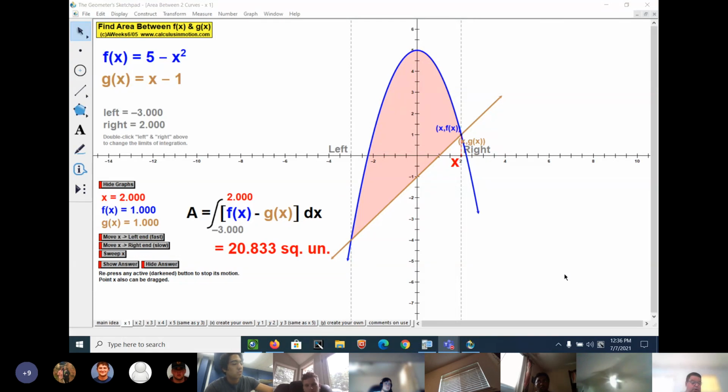So I'm going to get a blue marker. And f of x is equal to negative x squared plus 5. And I'm going to get a brown marker. Yes, I do have brown. It's kind of bronzy. But g of x is equal to x minus 1.